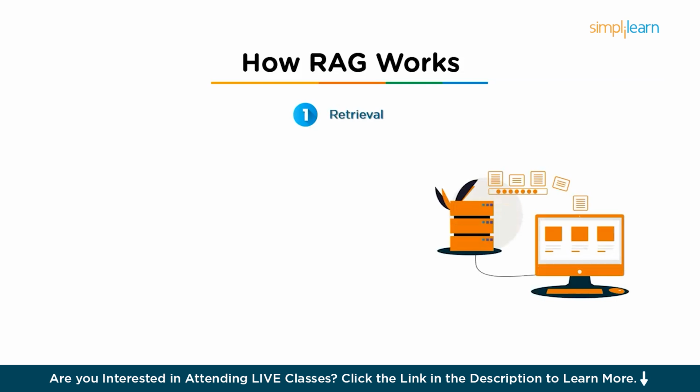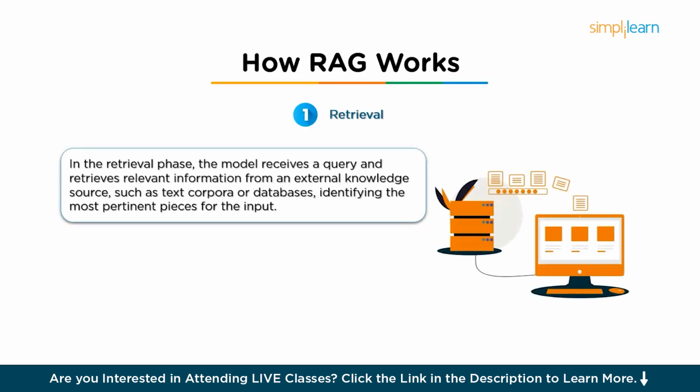So first let's see the retrieval part. In the retrieval phase, the model receives a query or input and it retrieves relevant documents or pieces of information from an external knowledge source. This knowledge source could be anything from a large corpus of text like books, articles, or research papers to a structured database. The retrieval component is responsible for identifying which pieces of information are most pertinent to the input and bringing them into the process.